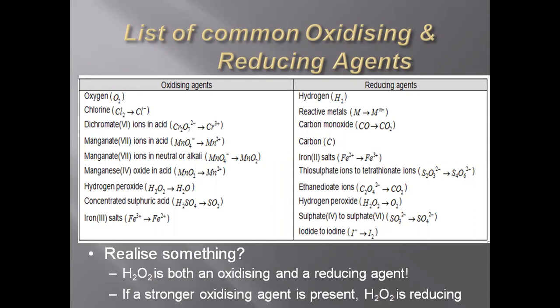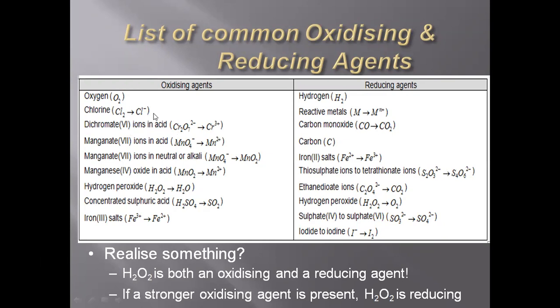Let us talk about the reducing agents. The best reducing agent is hydrogen. Whenever hydrogen attaches with anything, it reduces that element or species. Reactive metals, when metals have a tendency to... sorry, I just explained this a little incorrectly. Let me correct that.